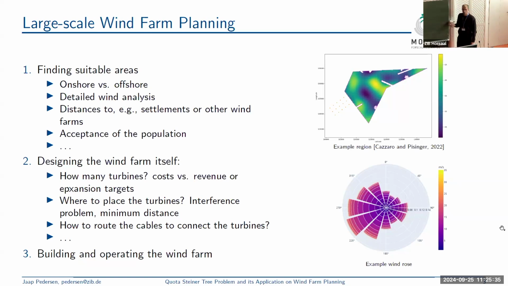There you have the interference problem, which is how these turbines interfere with each other. Then, of course, there's a minimum distance between these turbines. You cannot build them right next to each other because then they will crash. And then finally, how to route the cables to connect the wind turbines to the nearest power grid. And then finally, you have to build it and operate it. This one, I'm definitely not going to talk about. And these two points I will discuss a little bit in this talk.